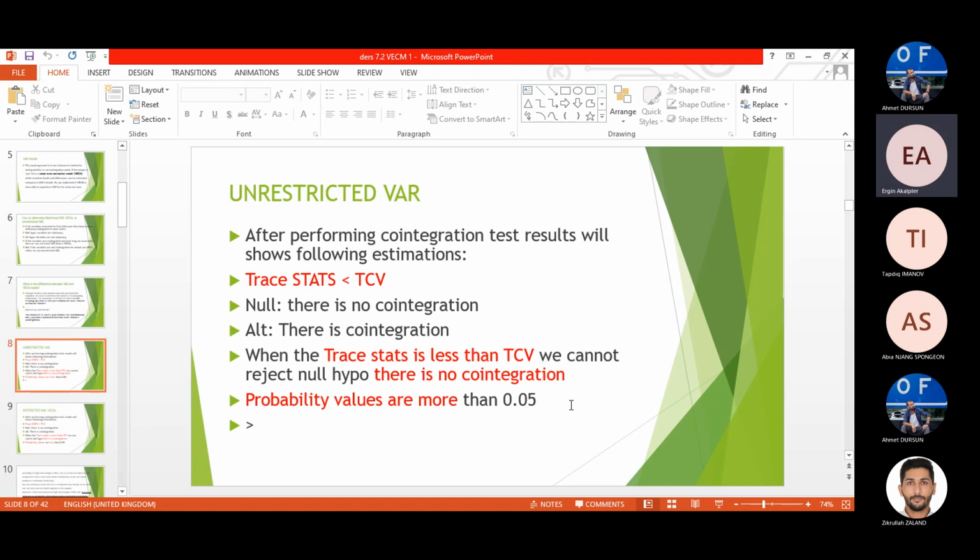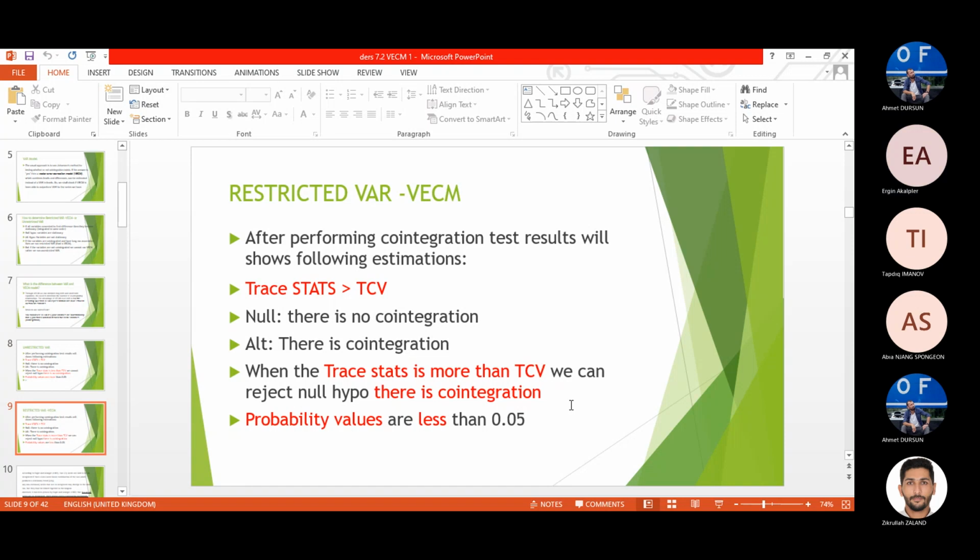Unrestricted VAR: after performing co-integration test, results will show the following estimations. The trace statistics will become lesser than the trace critical value. Null hypothesis, there is no co-integration, and alternative hypothesis, there is co-integration. And when the trace statistics is less than test critical value, we cannot reject null hypothesis. There is no co-integration, and the probability values are more than 0.05, which all gives us sufficient information about performing the unrestricted VAR, the so-called VAR model. Sorry, I got it wrong.